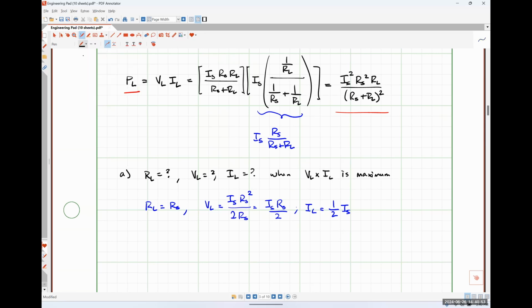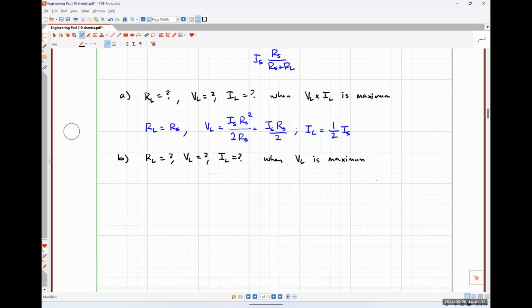For part B, we want to find RL, VL, and IL when VL by itself is at its maximum. Okay. So I'm going to draw our circuit here really quickly, and we're going to talk our way through this.